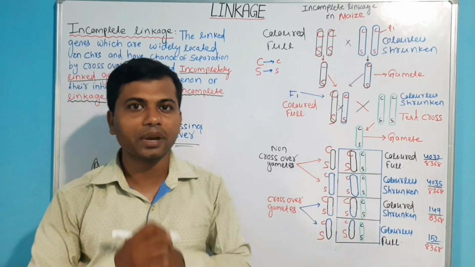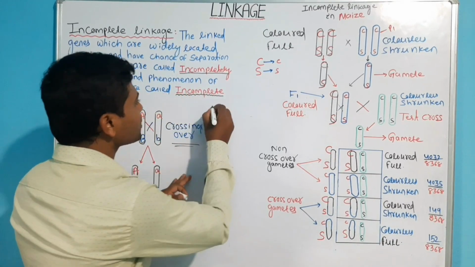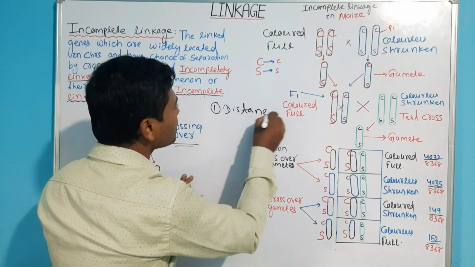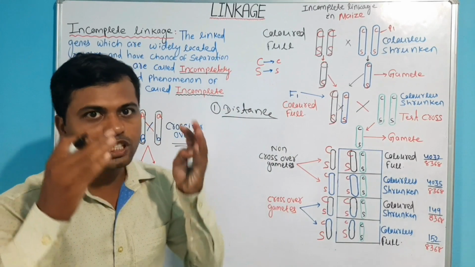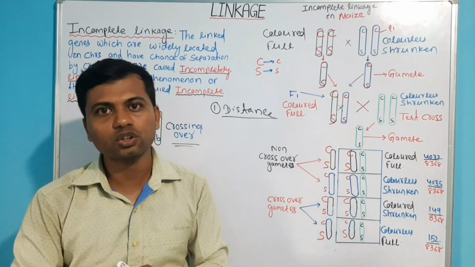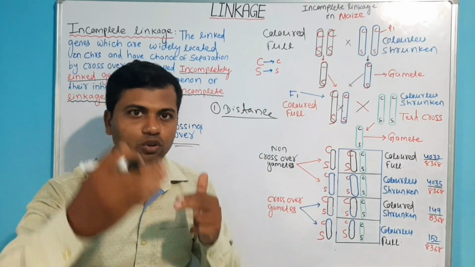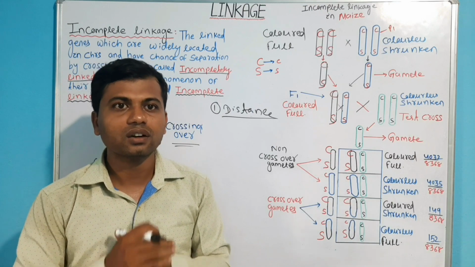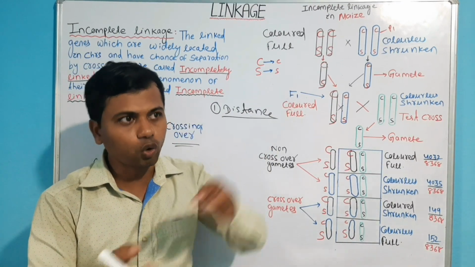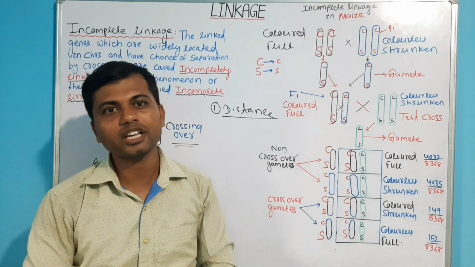Now come to the factors affecting linkage. The linkage is affected by a number of factors. Our first factor is the distance between the 2 genes. The distance between the 2 genes is inversely proportional to the strength of linkage. When the distance between the 2 genes is maximum, the strength of linkage is less and the chance of crossing over is more. When the distance is minimum, or when the 2 genes are very closely placed, the strength of linkage is more and the chance of crossing over is very less.